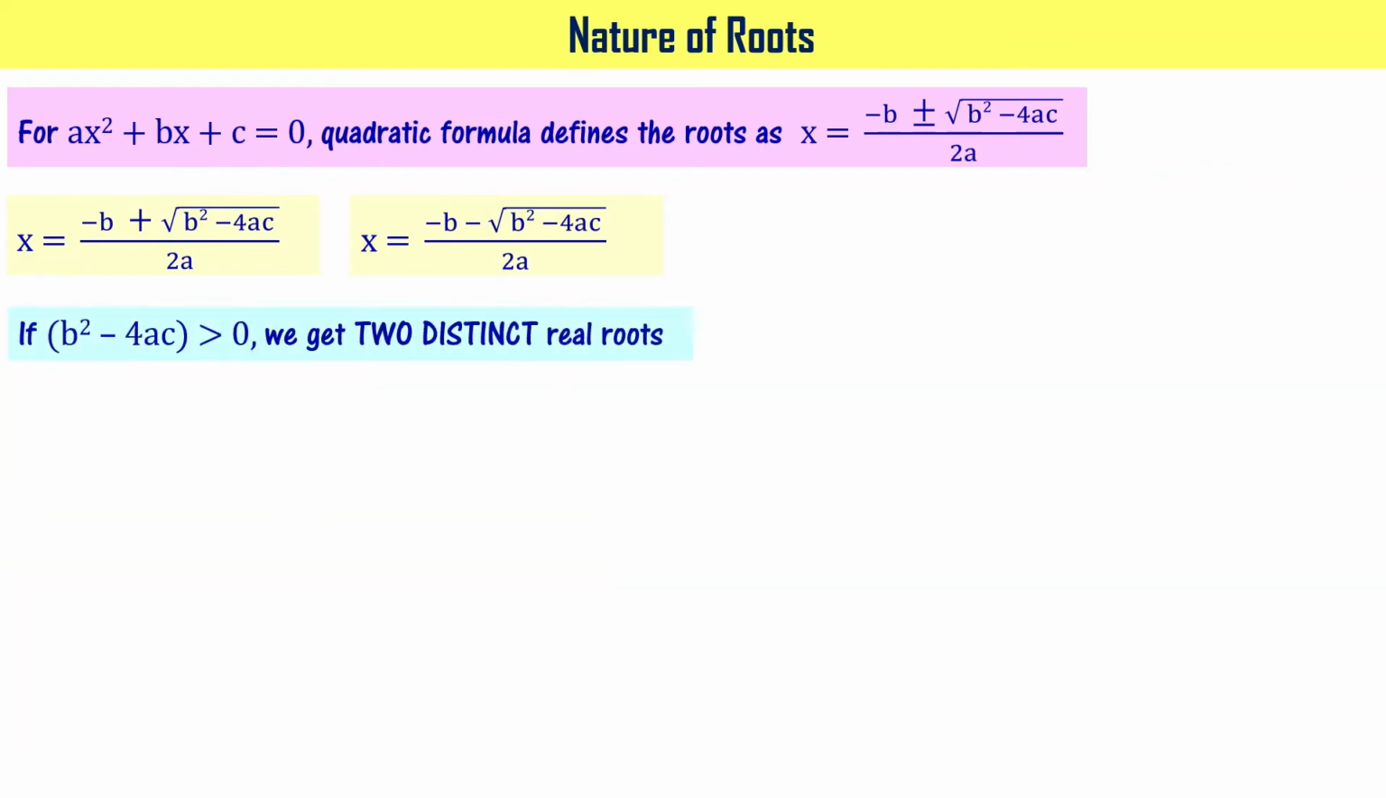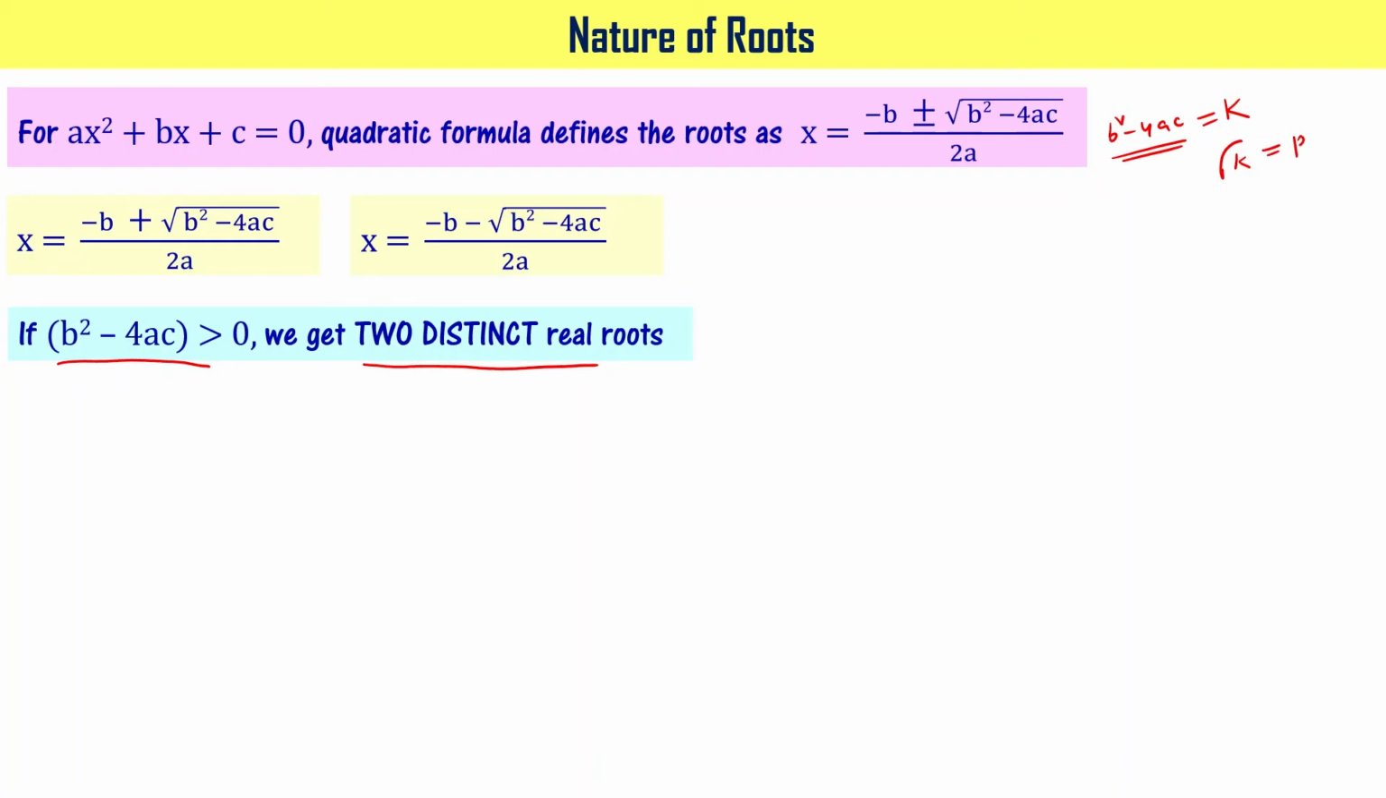Let us say that b square minus 4ac is greater than 0. Here I have already written that we get two distinct real roots, meaning you will get two roots, but they are distinct real numbers. That's what I have written here. Let's try to understand that. b square minus 4ac is greater than 0 means it is a positive number, right? Let me define a positive number k. Square root of k, the square root of a positive number, is another positive number, right? Let me define it as p, right?